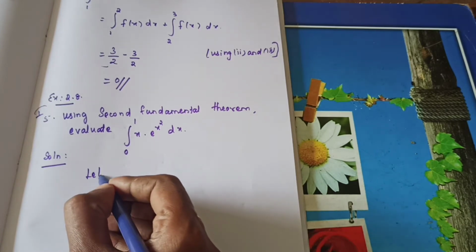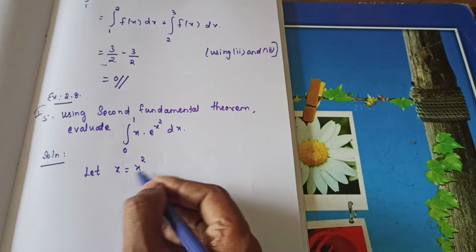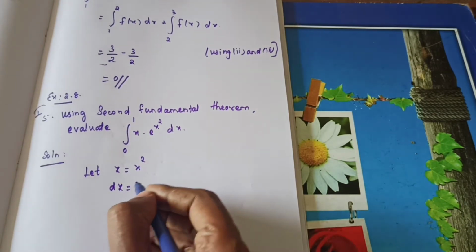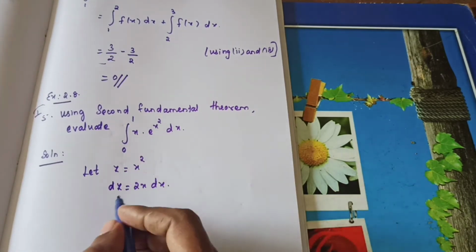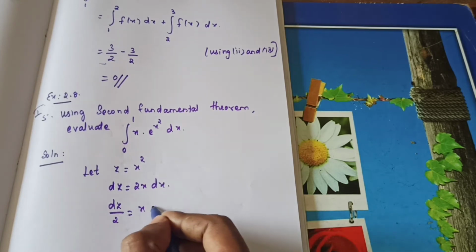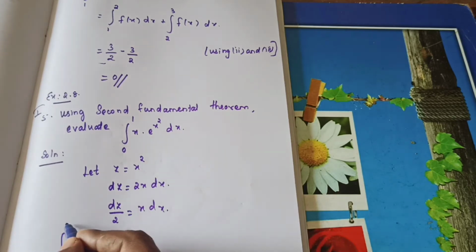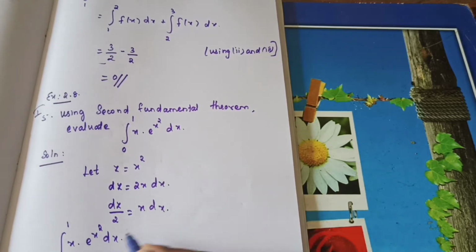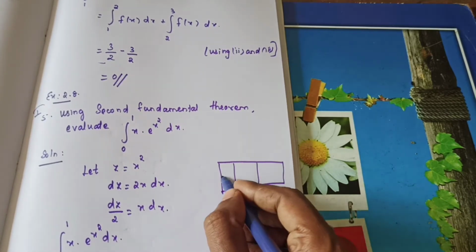Let z is equal to x square. Okay. So what will happen? 2x dx you will get. So x dx we can substitute. So dz is equal to 2x dx. From this we need the value of x dx. So dz by 2 is equal to x dx. Now substitute there the integral of 0 to 1 x into e power x square dx. Carefully listen. When you are using substitution, at once you need to change the limit.